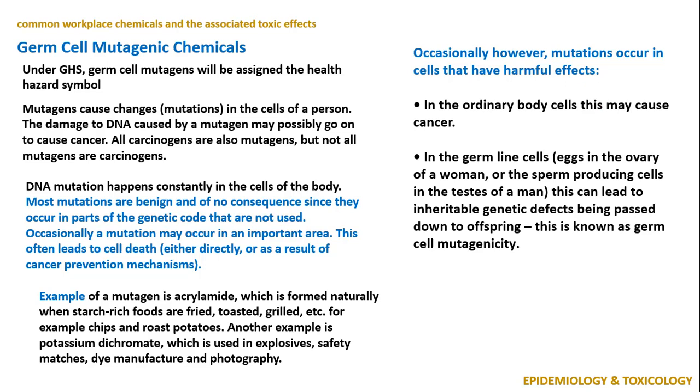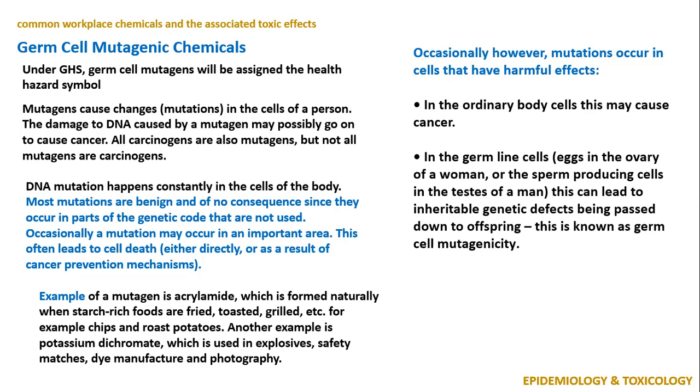DNA mutation happens constantly in the cells of the body. Most mutations are benign and of no consequence since they occur in the part of the genetic code that is not used. Occasionally a mutation may occur in an important area. This often leads to cell death, either directly or as a result of cancer prevention mechanisms. So it is actually a natural phenomenon, DNA mutations in the cells of the body, to prevent cancer.